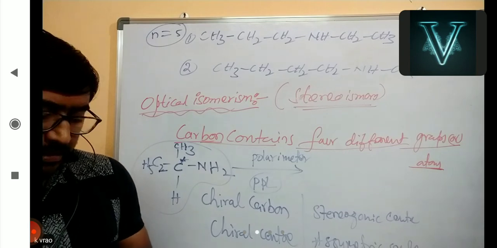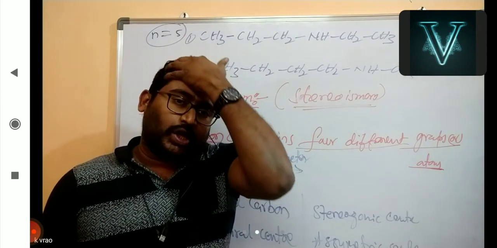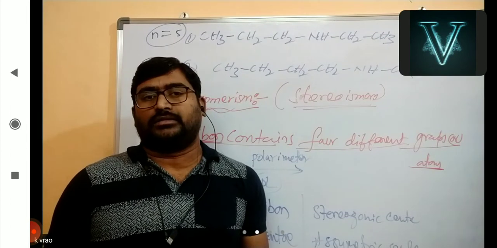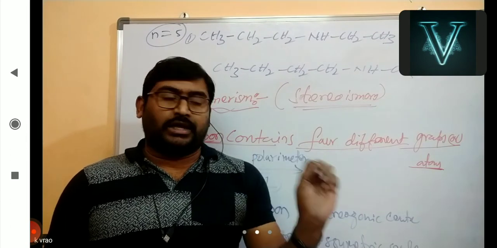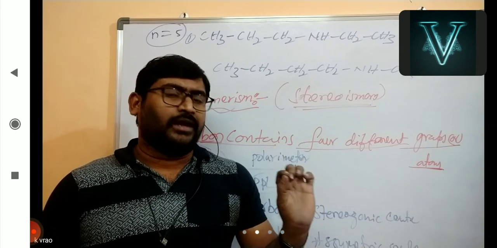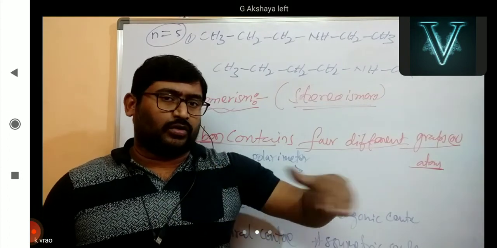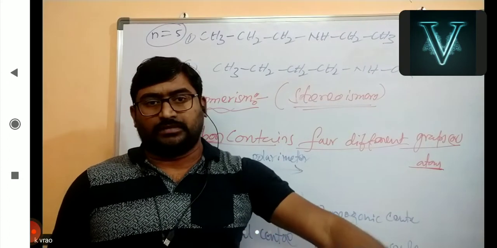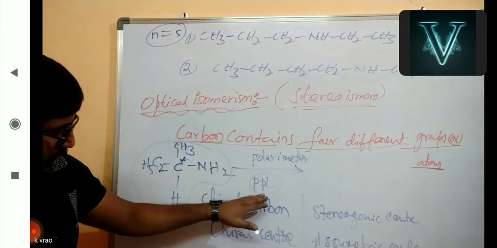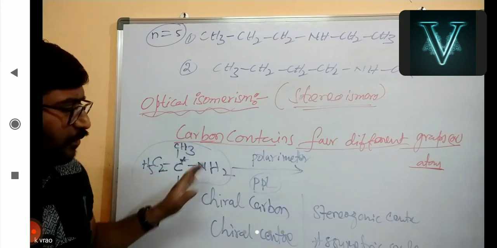White light is multichromatic light. It can propagate in all directions and contains all wavelengths. But monochromatic light or plane polarized light contains only one wavelength. It can propagate, propagate means moving, in only a single direction. When plane polarized light is passed through chiral carbon compounds, these compounds rotate the plane polarized light.